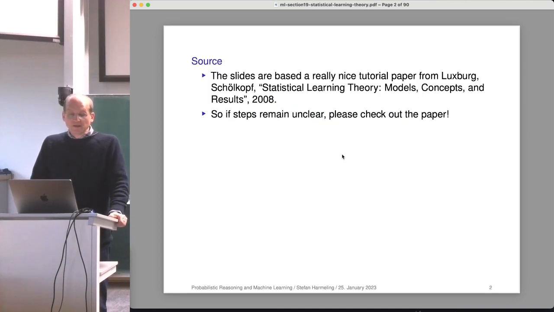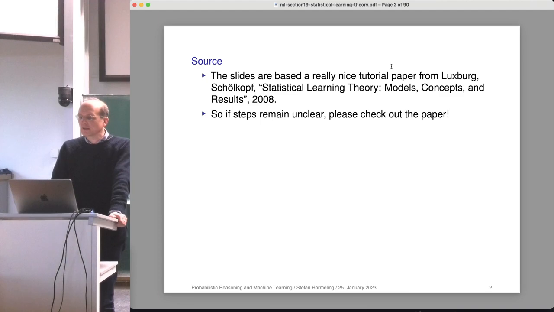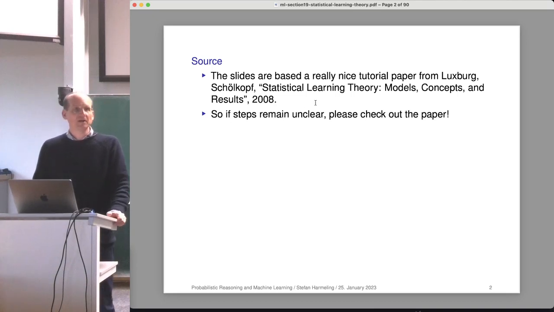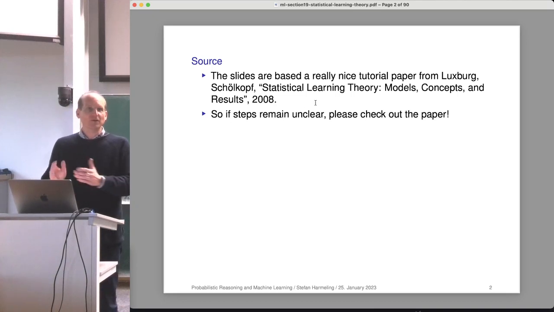So how did I make the slides? I basically took the paper from Ulrike von Luxburg and Bernhard Schölkopf. Bernhard Schölkopf is my former boss in Tübingen, the Max Planck director, and Ulrike von Luxburg is by now a professor for computer science in Tübingen as well. So they are really super experts in this area, and in many other areas too. They wrote a very nice tutorial called Statistical Learning Theory: Models, Concepts and Results in 2008. And that is a really nice paper, and all the knowledge that I have, I got from this paper.